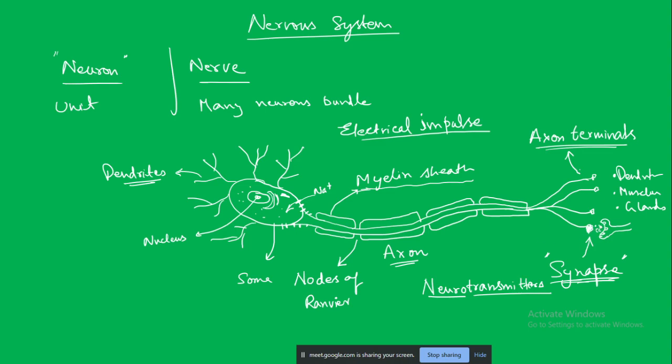So the synapse is something you can say is a junction. It is a junction where the signal from one cell to the other cell can be transferred. So this basic part, all of you have understood.